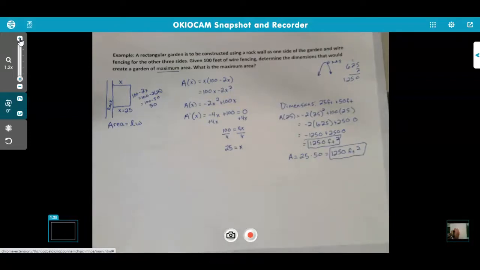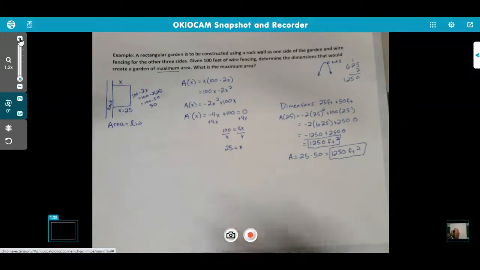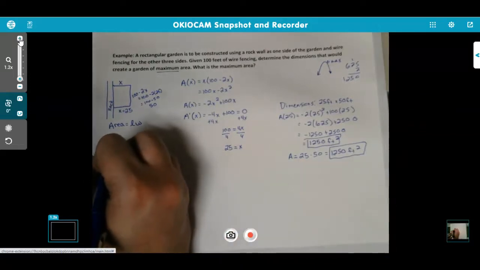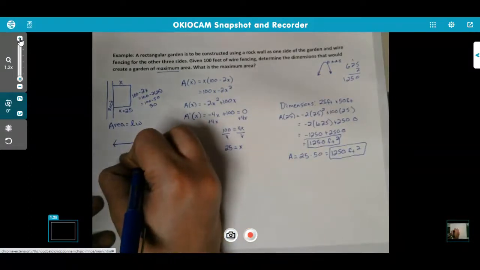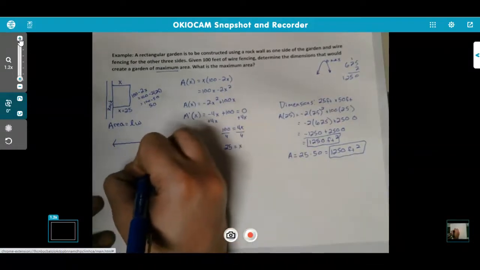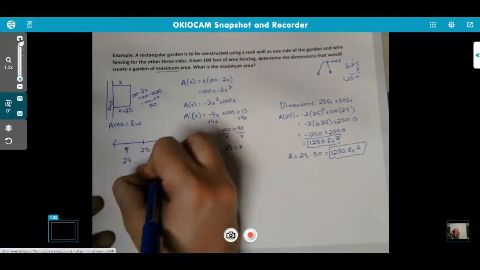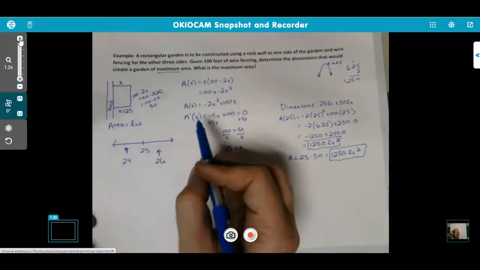Now this one worked out really nicely because I only found 1 point for x, right? But what if we found more than 1? To make sure I have the maximum, what I should really do is put the number line. My critical point is 25, so I need a test point to the left. Let's just use 24. Test point to the right, let's use 26. And I should plug these into a prime.